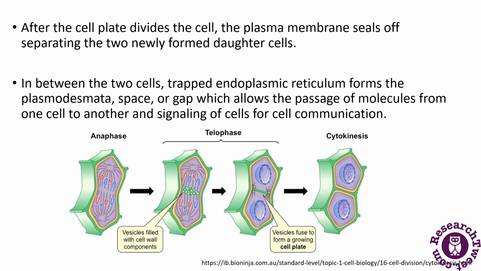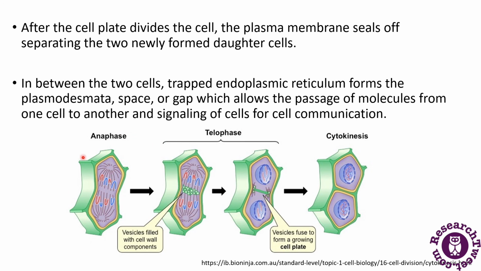So this is a diagram depicting all the stages of cytokinesis in the plant cell. After the cell plate has been formed and divides the cell, the plasma membrane seals off, separating the two newly formed daughter cells. Between the two cells, trapped endoplasmic reticulum forms the plasmodesmata, a gap which allows the passage of molecules from one cell to another and helps in the communication of the cells. So this diagram shows the representation of cytokinesis.